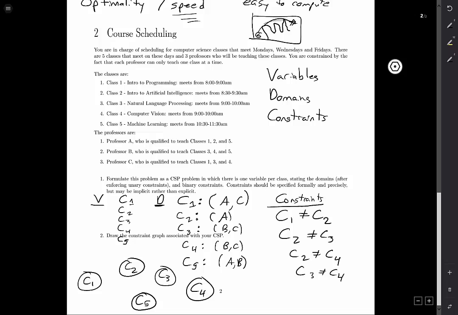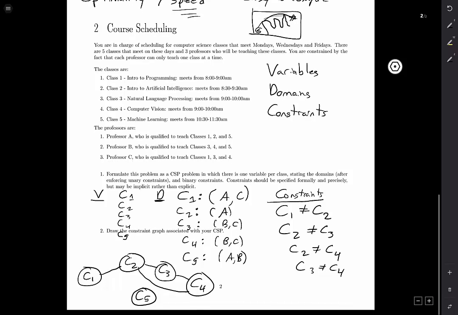Okay, so now what we do is we draw all of our constraints as edges in the graph. So C1 and C2 are connected by a constraint. C2 and C3 are connected by a constraint. C2 and C4 are connected by a constraint. And C3 and C4 are connected by a constraint. So this is our CSP problem.